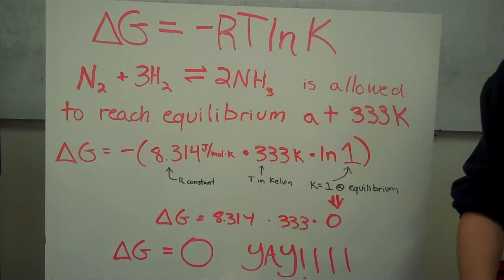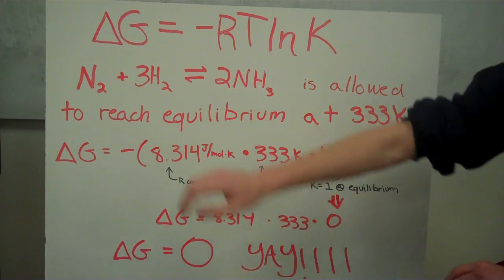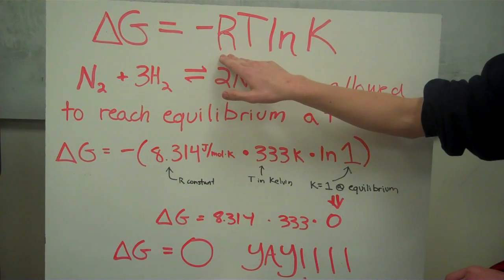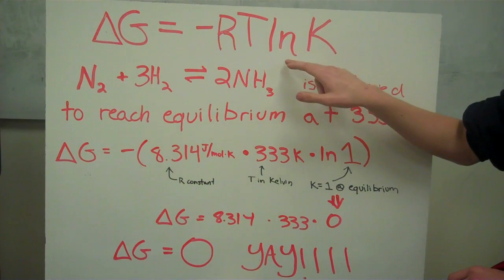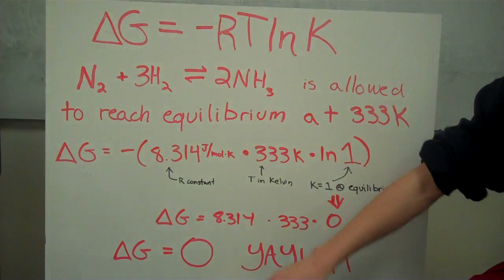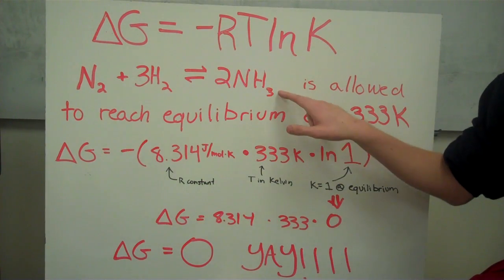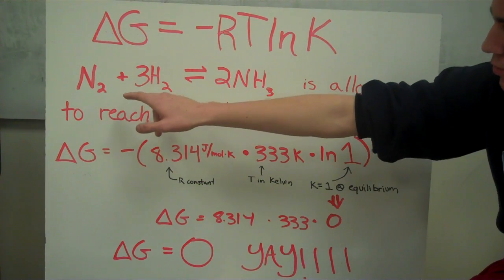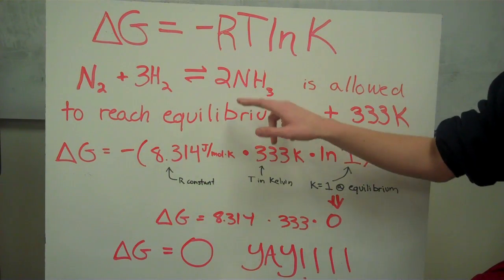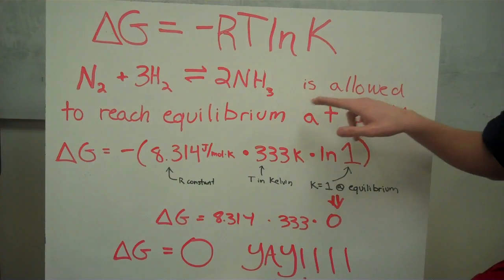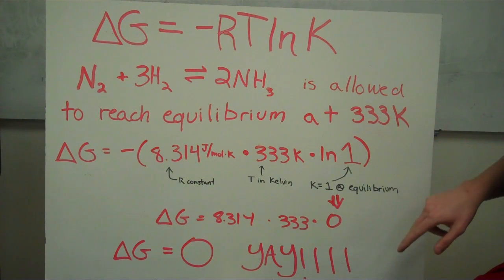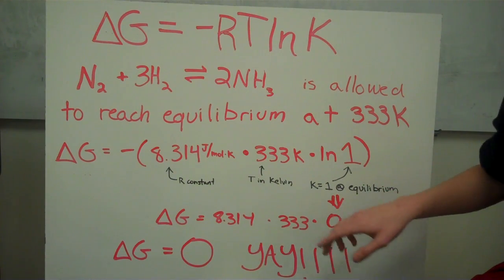Let's do another problem. We also know that delta G is equal to negative R constant times the temperature times the natural log of your equilibrium constant. So, for example, if we take the Haber-Bosch process, N2 plus 3H2 is at equilibrium with 2NH3. This is allowed to reach equilibrium at 333 Kelvin. So we have all of our numbers.